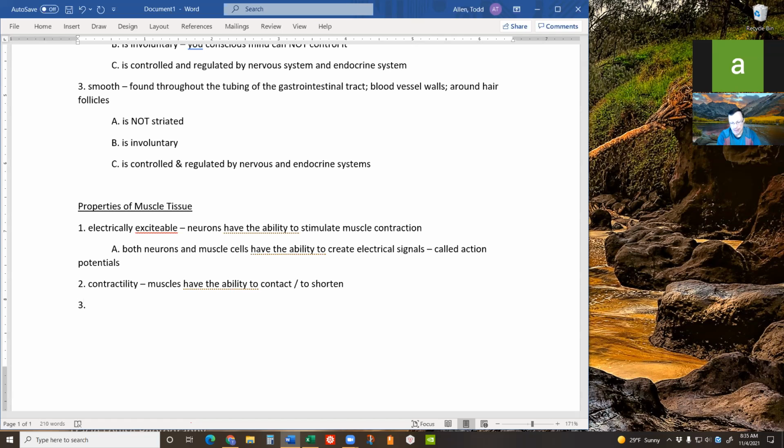Number 3, muscles are extensible. Extensible is a fancy way of saying muscle fibers have the ability to stretch, kind of like a rubber band can stretch. Now, obviously, you could stretch a rubber band to the point that it tears. You can also stretch a muscle fiber to the point that it tears.